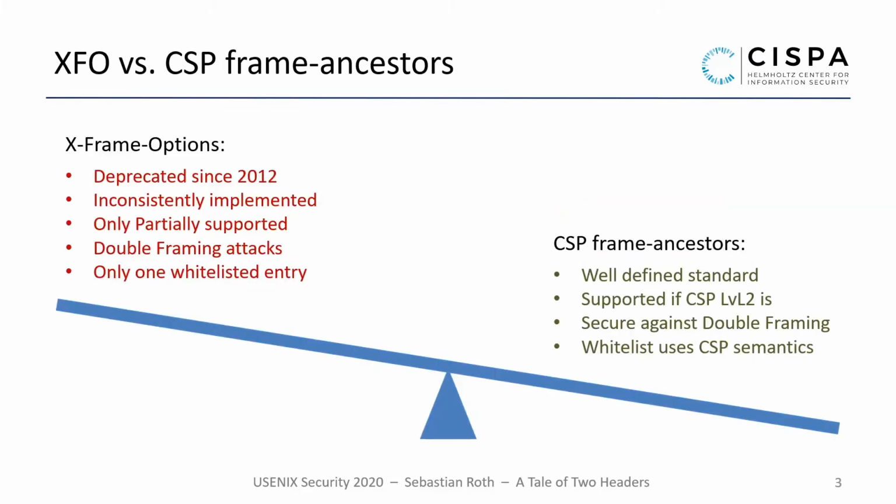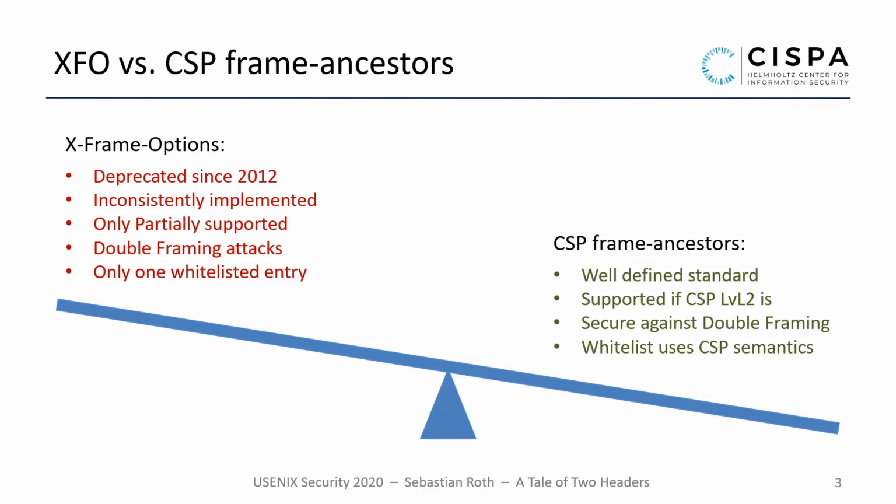To defend users against that problem, Microsoft started the X-Frame-Options header in 2008. However, in the meanwhile, the header is deprecated because it has several problems. It is only partially supported in browsers. Those that support it have inconsistently implemented the header, which leads to security problems like double framing attacks. Also, because you can only whitelist a single origin in X-Frame-Options, it is not usable for sites that want to be frameable by multiple of their partner domains.